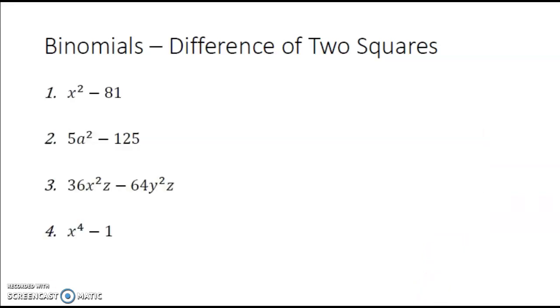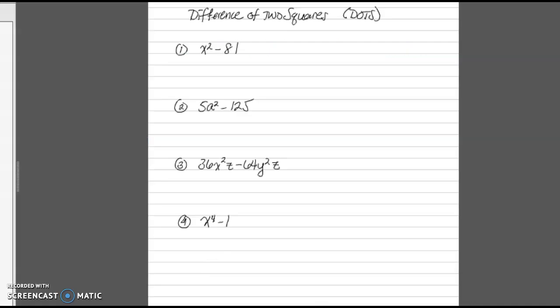All right, so let's take a look at these examples here. We have 4 examples where we'll use this method of factoring. Right, so the first example we have x squared minus 81. Again, it's important to note that you do have perfect squares here.